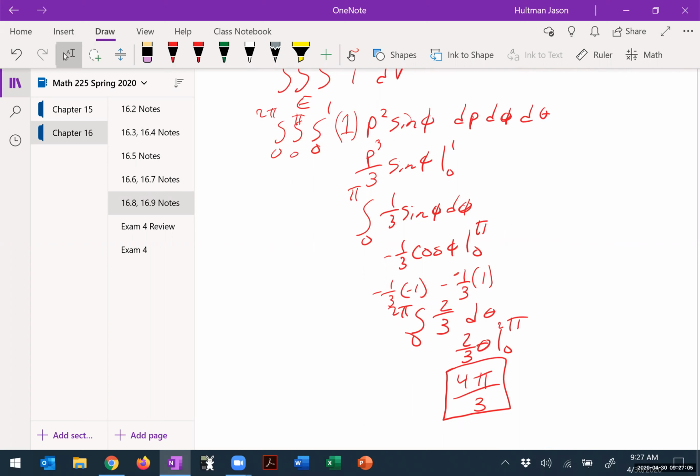For 16.7, because we didn't have Stokes' theorem or the divergence theorem as a tool in our tool belt.